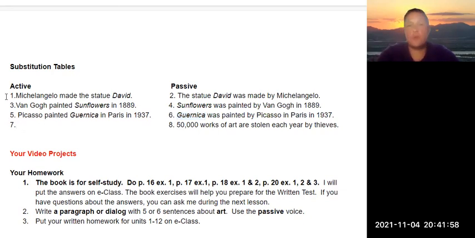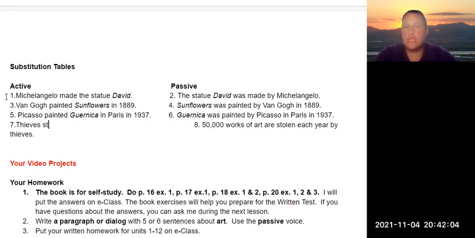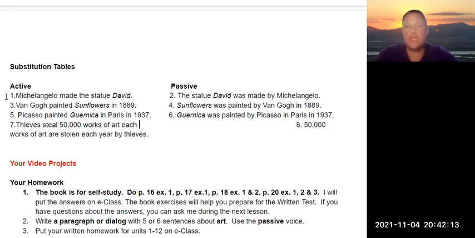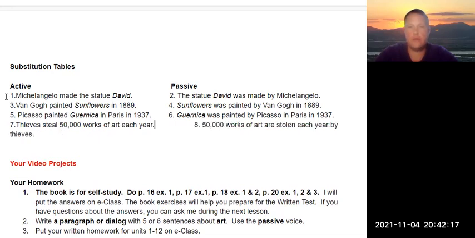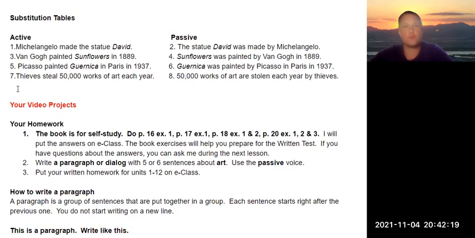50,000 works of art are stolen each year by thieves. Thieves steal 50,000 works of art each year. Good.